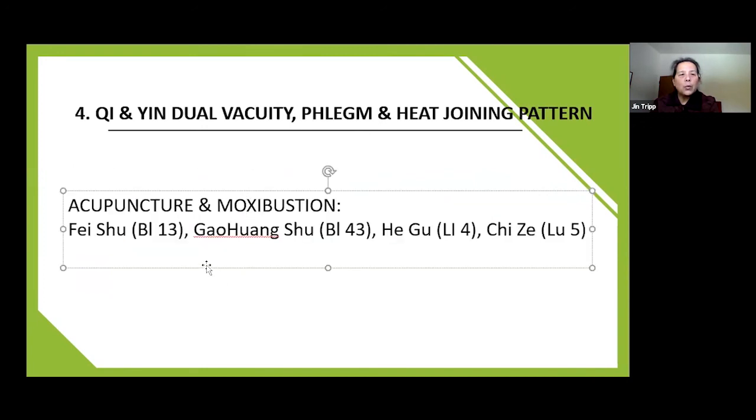So acupuncture treatment: because that's a deficiency pattern, we need to tonify. Back shu of the lung, back shu of the lung. And bladder 43. Bladder 43 is a pretty tonifying place. Tonify qi, tonify blood, nourish yin. And then LI4 in the large intestine channel, connecting with the lung, and lung 5 to clear heat from the lung.